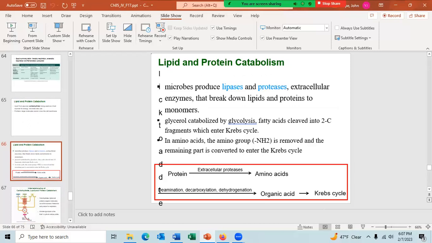All right. Another way that the cell can utilize these large molecules outside the cell is to secrete lipases and proteases extracellularly, meaning you're secreting them outside the cell, and that will break down lipids and proteins outside of the cell, making them into smaller components. With the protein, the extracellular proteases will digest the protein into amino acids.